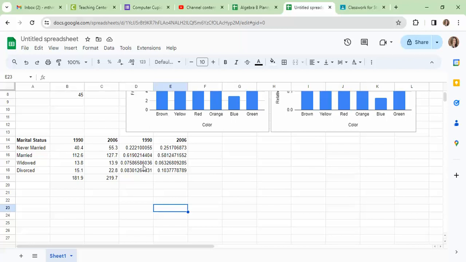You make them yourself? What's wrong? How do you do this? So it's just this number. And it actually gave you the option to autofill.